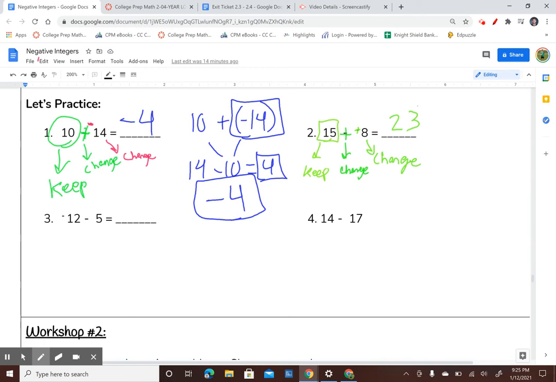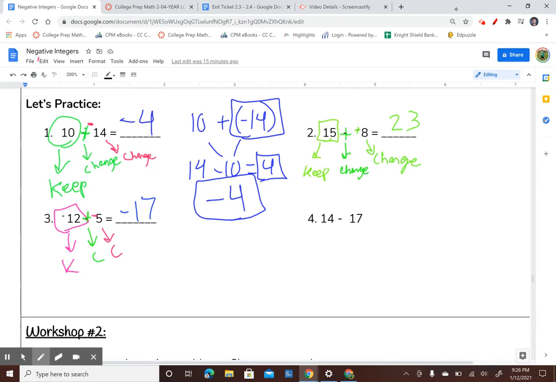And then we'll do problems 3 and 4 real quick. Here we have negative 12. I'm going to keep that the same. Keep. And then I'm going to change my subtraction sign, excuse me, to an addition sign. There's the change. And then I'm going to change my positive 5 to a negative 5. Keep, change. Negative 12 plus negative 5, right? When we add two negative numbers, then our number is just going to get more negative. So we have negative 17.